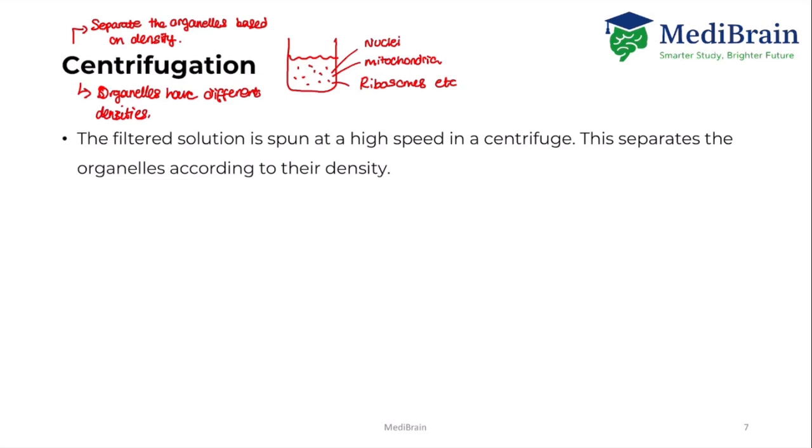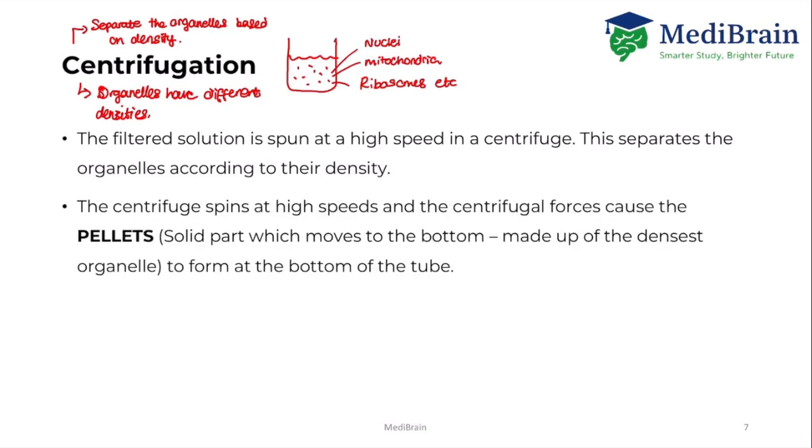So for example, the nucleus is the heaviest organelle that you have in a cell. So if you centrifuge a solution, the nucleus is going to sink to the bottom first because the nucleus is the heaviest, so you can extract the nucleus. The centrifuge spins at high speeds, and the centrifugal forces cause the pellets to form at the bottom of the tube. The pellet is the solid part, which moves to the bottom, and it's made up of the densest organelle.